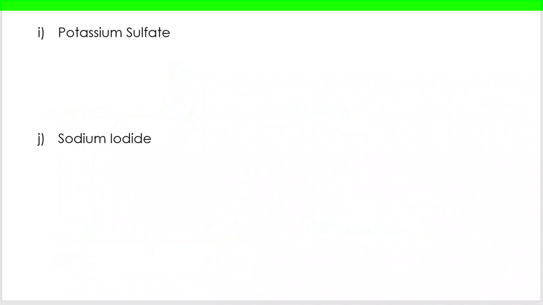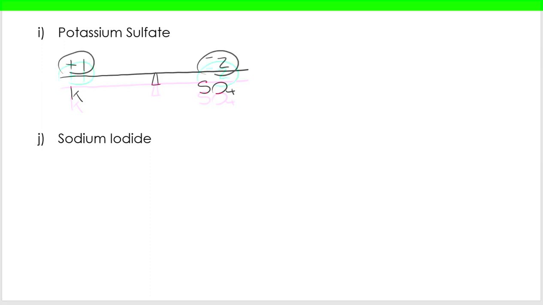Couple more examples here. Let's go for potassium sulfate. K is +1. Sulfate is -2. So I need 2 of the +1s to balance my seesaw to 0. So my formula is K2SO4.